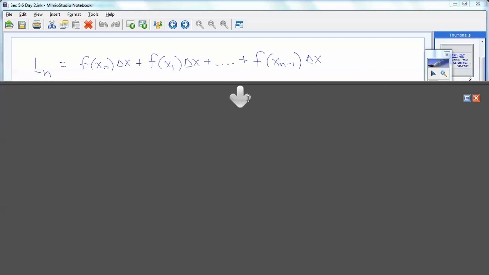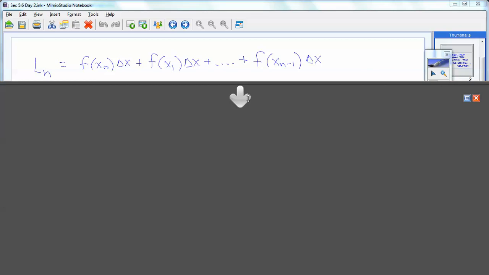And we said we were going to call that x sub 0 yesterday, right? So it's going to be f of x sub 0 times my width, then f of x sub 1 times my width, plus dot, dot, dot. And I would always stop one short of the right edge. If the right edge is x sub n, then I'm going to stop at x sub n minus 1. Okay? And that would give me n rectangles, because I started at 0 and went to n minus 1.